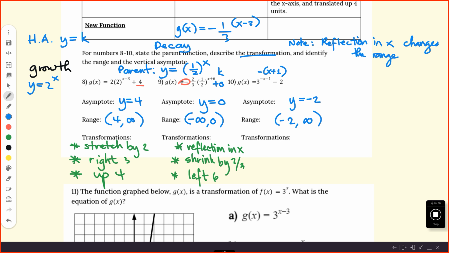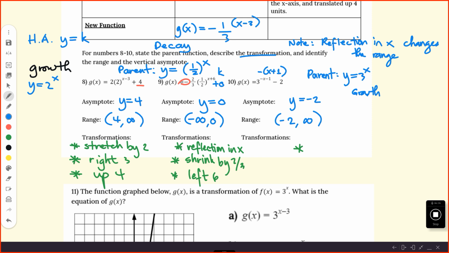All right, so can you tell me the transformations now? Are we going to include 3 in our transformation? No. Others are saying yes. No. 3 is our base. That's not a stretch, because some of you will say there's a stretch. Again, that's why we are determining the parent function, so we know we're not going to include the base. So y equals 3 to the x. That's our parent function. This is a growth model.